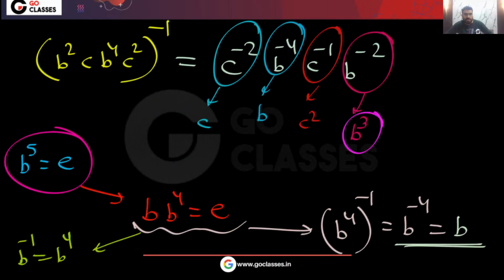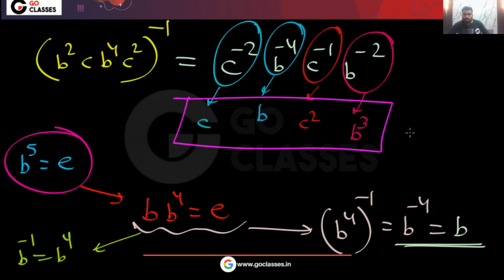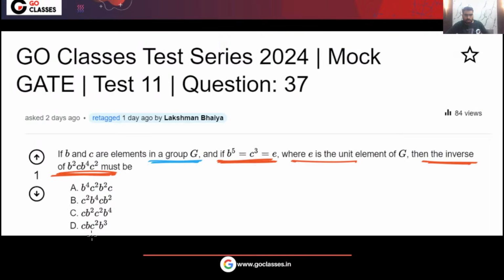So your answer will be c b c square b cube. So the answer will be option D. This is the answer for this question. Is this clear? Please tell me. This is a very simple question from group theory.